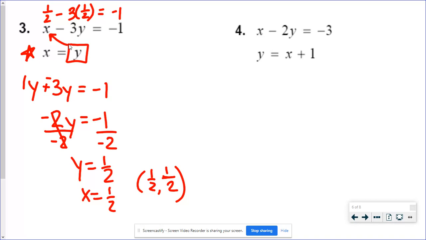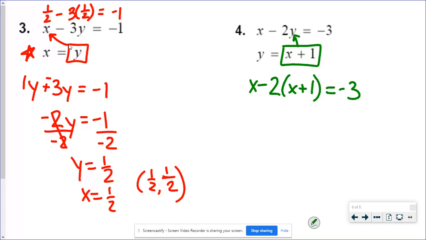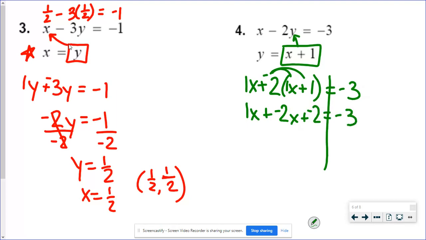In number 4, we're back to a problem where the y is by itself. So the y is equal to x plus 1. That's what the y is. That's going to go in place of the y. So I have x minus 2, and then in parentheses, I'll put the x plus 1. And then we solve. I would even put a 1 in front of that and a 1 in front of that. So I've got 1x plus a -2x plus a -2 equals -3.